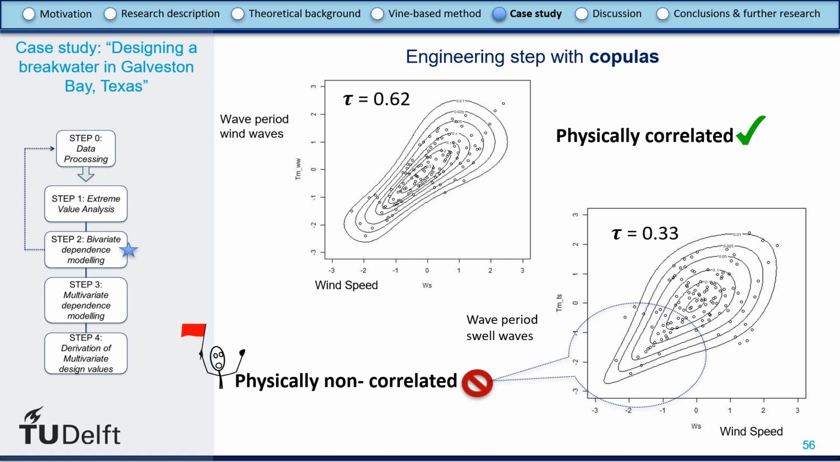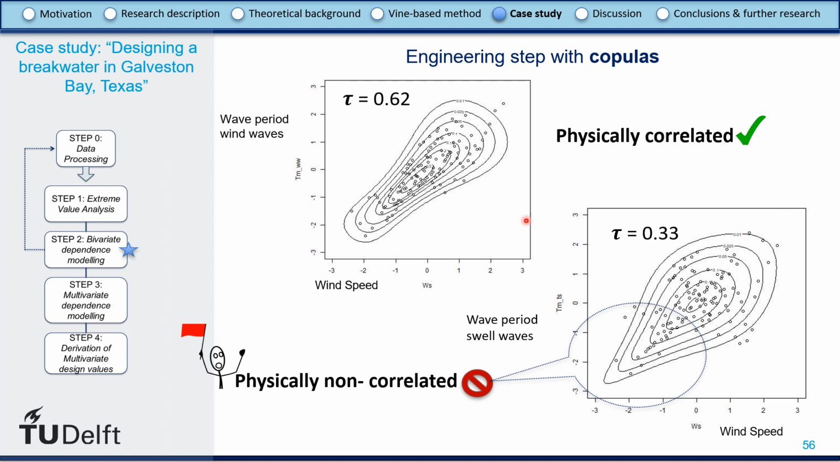Step 2, as I said, is a practical step where we use the copulas to check the statistical dependence between all pairs of the design variables in our study, to see whether the statistical results agree with what is expected from a physical point of view. For example, in the graph on top, we see that the correlation between the wave period of wind waves and wind speed is relatively high. Physically, these variables are correlated because wind generates wind waves. So this is a nice result, which reaffirms that we are going down the right path.